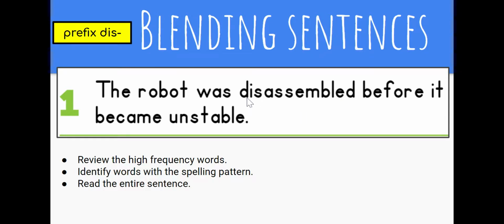Now I'm going to add on the prefix dis. Disassembled. Disassembled. Multisyllabic, Kipsters. Disassembled. Awesome. So if I assemble something, it means I put it together. What does it mean if I disassemble? You got it, Kipsters. Dis means the opposite of. So if assembled means to put something together, disassembled means to take it apart. It's the opposite of the root word.